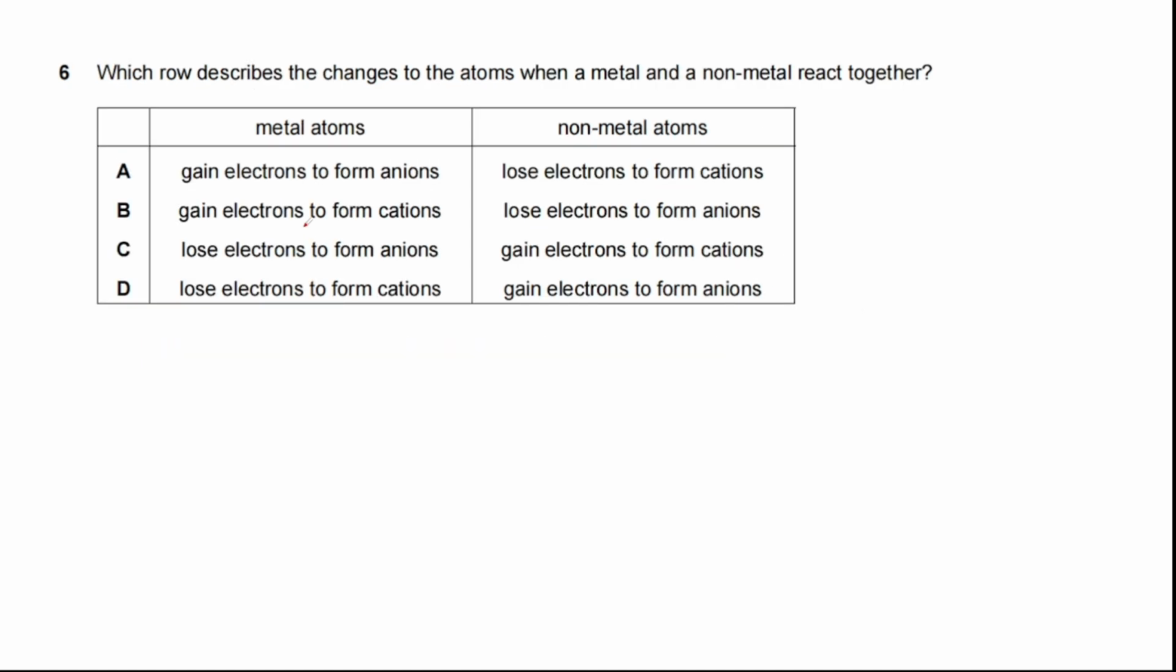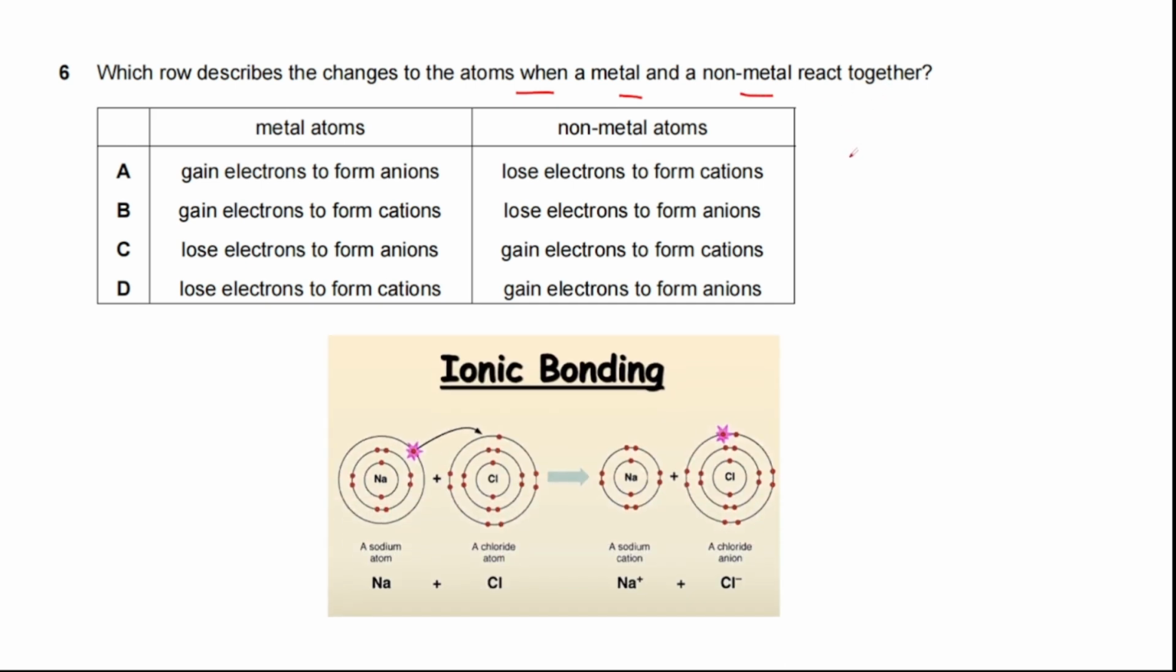So question number 6, which row describes the changes to the atoms when a metal and a non-metal react together? Usually the metals are on the left side of the periodic table, and the non-metals are on the right side. As you know, on the left side the atoms have 1 or 2 electrons on the outer shell. So they always have a tendency to lose the electron and become positive. For example, here it is given for sodium chloride. Sodium is losing one electron and becomes sodium plus.